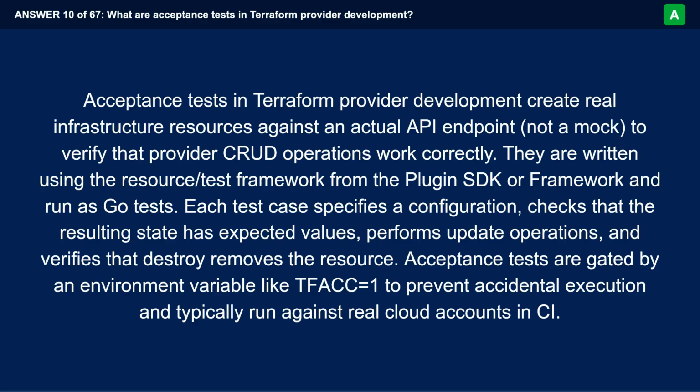They are written using the resource/test framework from the plugin SDK or framework and run as Go tests. Each test case specifies a configuration, checks that the resulting state has expected values, performs update operations, and verifies that destroy removes the resource. Acceptance tests are gated by an environment variable like TF_ACC equals 1 to prevent accidental execution, and typically run against real cloud accounts in CI.